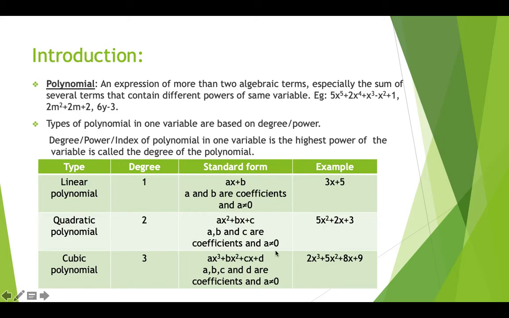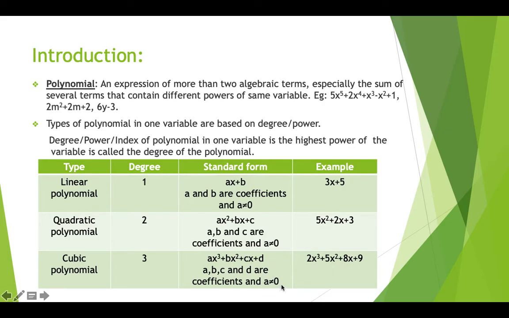A cubic polynomial is a polynomial of degree 3 and the standard form is ax cube plus bx square plus cx plus d, where a, b, c and d are the coefficients and a is not equal to 0. For example, 2x cube plus 5x square plus 8x plus 9.